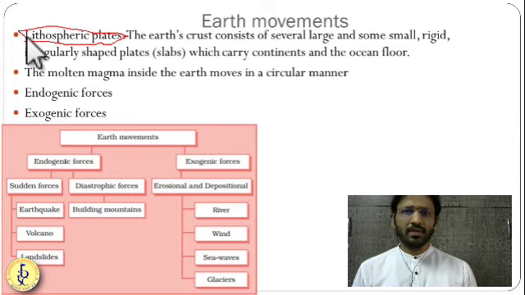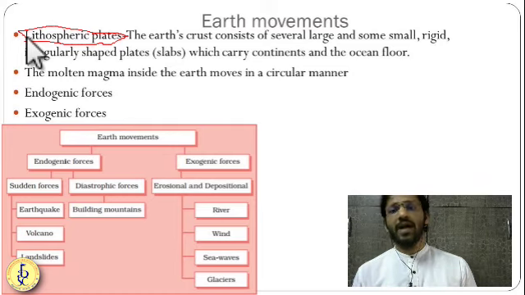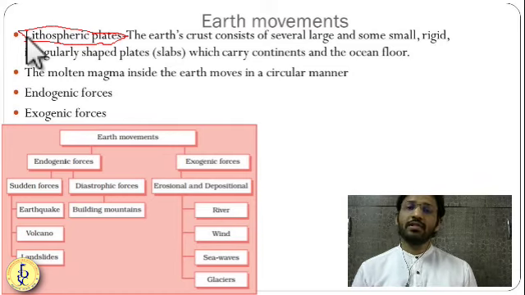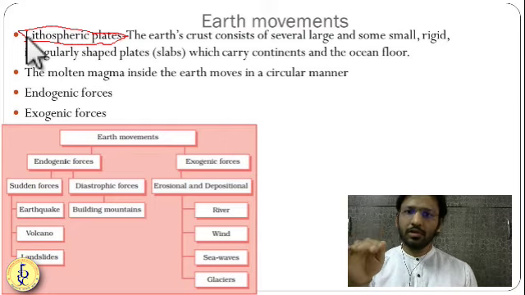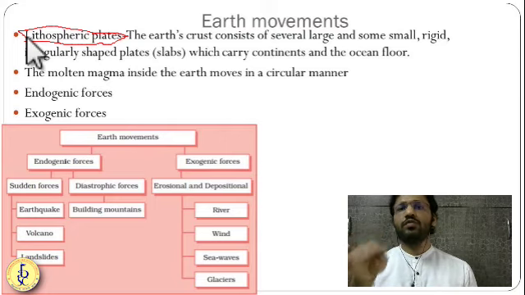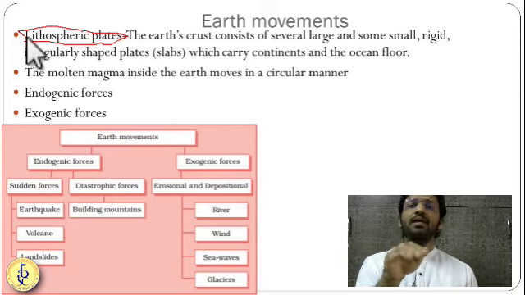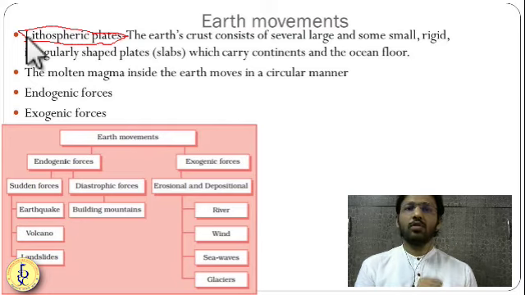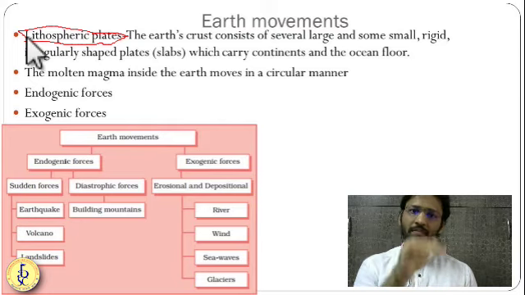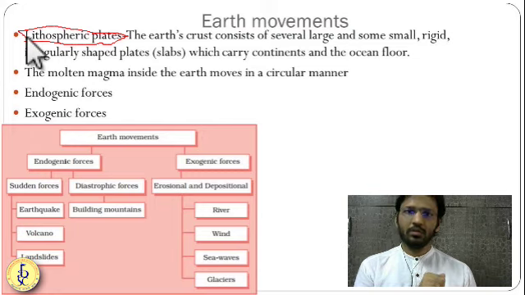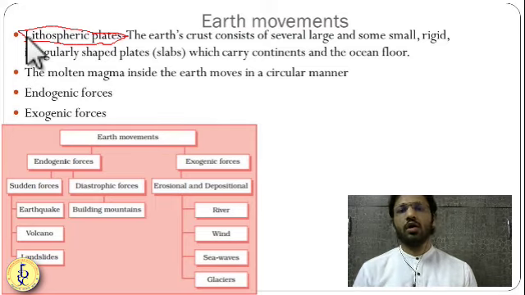This lithosphere is continuously floating on a plastic magma. Okay, so there is a magma beneath the lithosphere, like a ship which floats on the water. Similarly, this lithosphere floats on that molten magma. So there is a molten magma below the lithosphere. So we are all living on the lithosphere, and this lithosphere is like a huge ship which is floating continuously on the magma. Getting it?